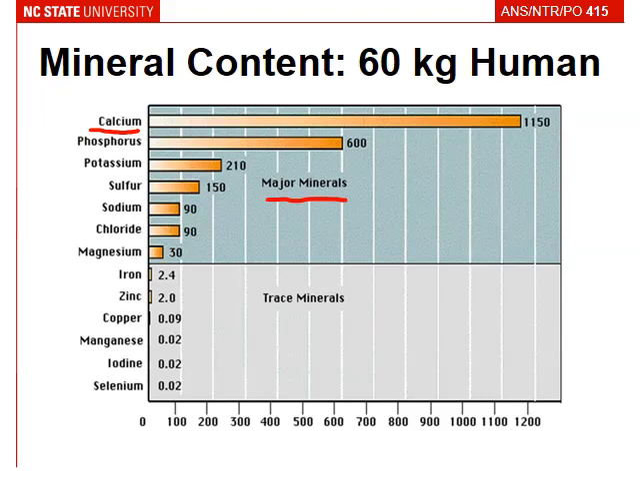So a 60 kilogram human is going to have just under 1,200 milligrams of calcium within the body. You don't have to know any of these numbers for the exam, but just to have an idea, calcium is the greatest of all the minerals by far. Magnesium out of the major minerals or the macro minerals is the lowest, and then iron is the greatest trace mineral. And you can see the rest of them are much lower.